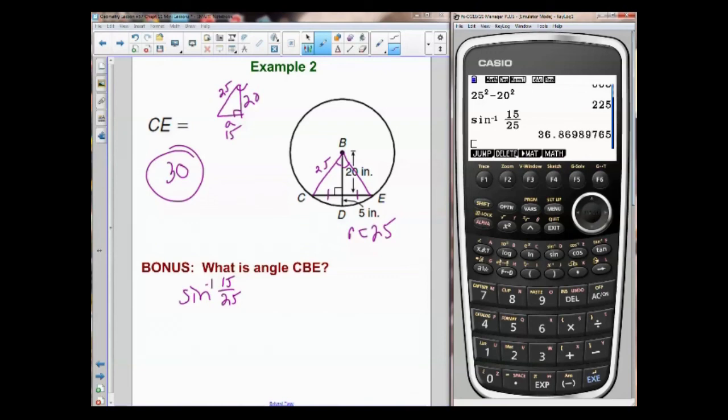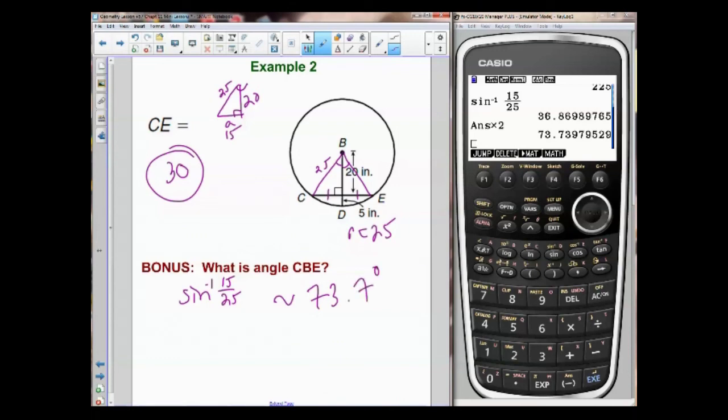But that's just this angle, so I'm just going to simply multiply by 2 to get the other angle. So this whole angle right here is about 73.7 degrees. And then, of course, we can find the third angle by subtracting from 180.